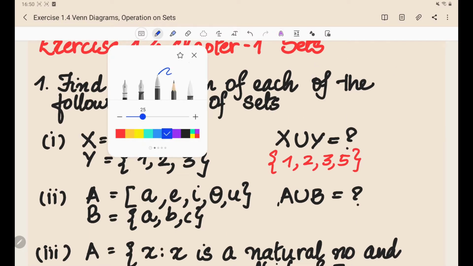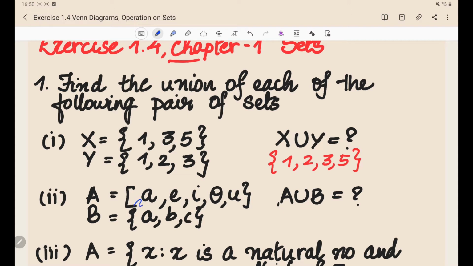Now let's do our second problem. A is equal to {a, e, i, o, u} and B is equal to {a, b, c}. So what is A union B? What are the elements? A is already there, then B, then what is the next element? C, then E, I, O, and U. So these are the elements of the set A union B.